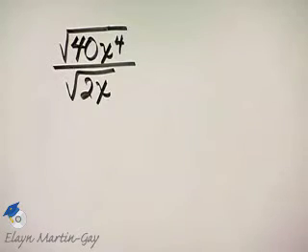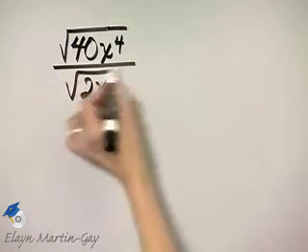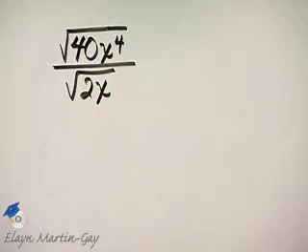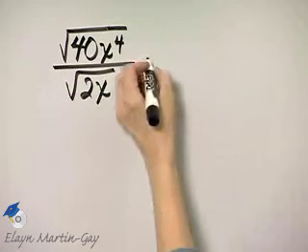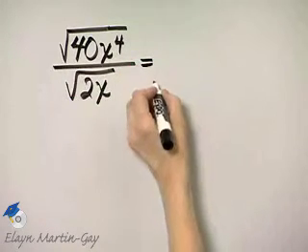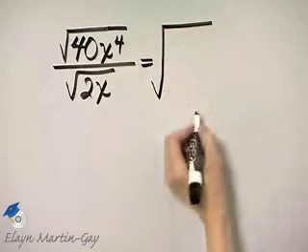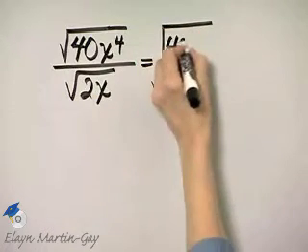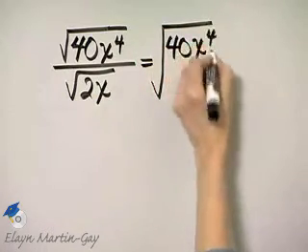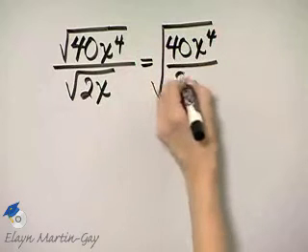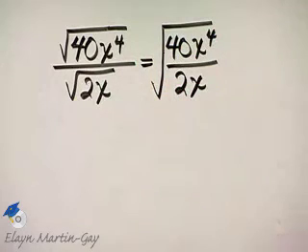Let's simplify this. And this is division. This is a fraction bar, so it is division. By the quotient rule for radicals, I can write this as the square root of 40x to the fourth over 2x. Now let's go ahead and simplify within the square root.